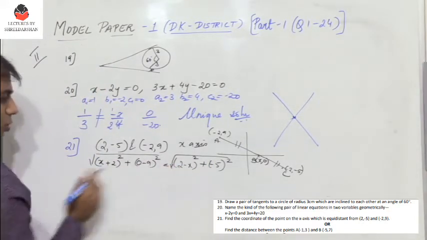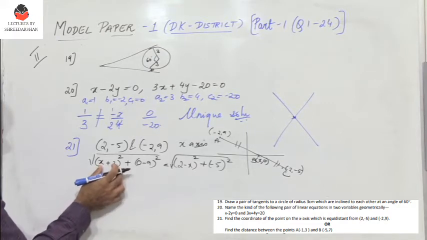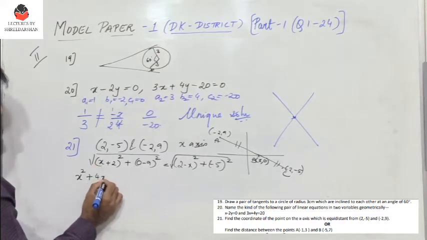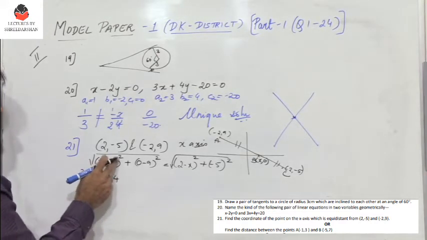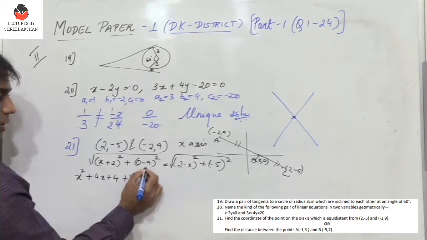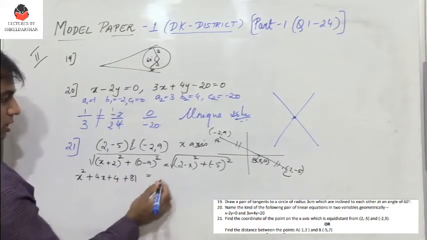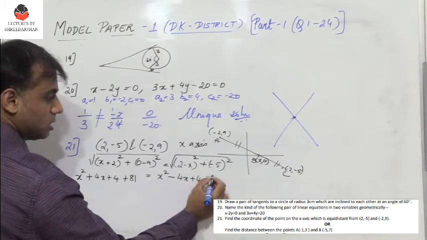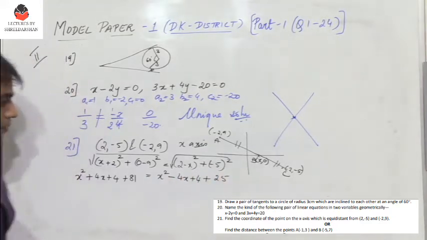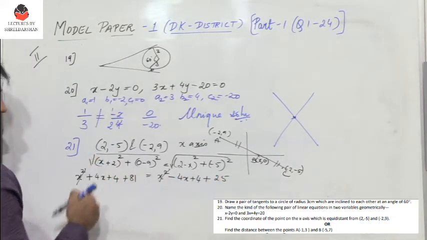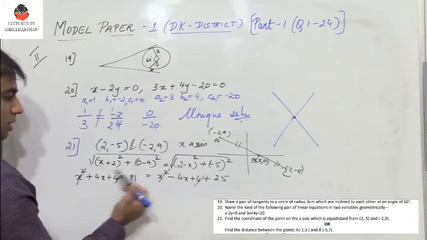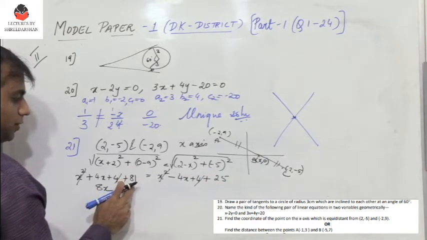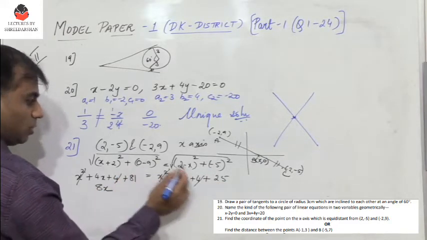I'll take squares on both sides. So I get x square plus 4x plus 4, this is of the form (a plus b) the whole square, plus 9 square, which is 81. Again take the square here. So I get x square minus 4x plus 4, isn't it? Plus 5 square is 25. So x square gets cancelled, 4 gets cancelled. I bring this 4x to LHS, I get 8x. I bring this 25 to LHS, or let me take this 81 to RHS.